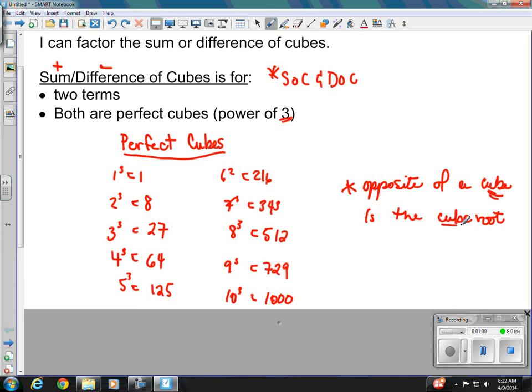Just like how the opposite of a square is a square root, the opposite of a cube is a cube root. And cube roots look like this right here. It has a 3, and then your radical bar. So that's what a cube root looks like. So the opposite of a cube is a cube root.